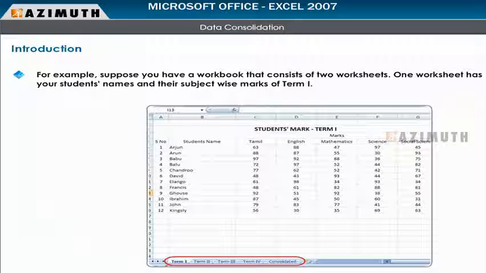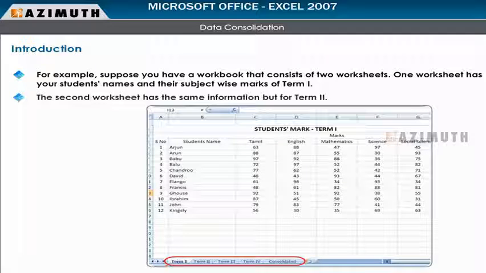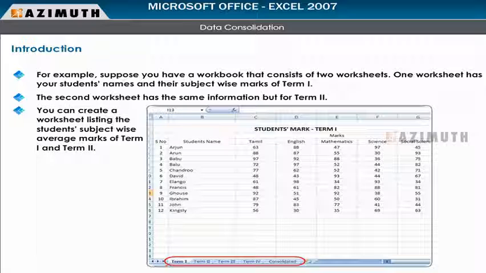For example, suppose you have a workbook that consists of two worksheets. One worksheet has some students' names and their subject-wise marks of Term 1. The second worksheet has the same information but for Term 2. You can create a worksheet listing the students' subject-wise average marks of Term 1 and Term 2.